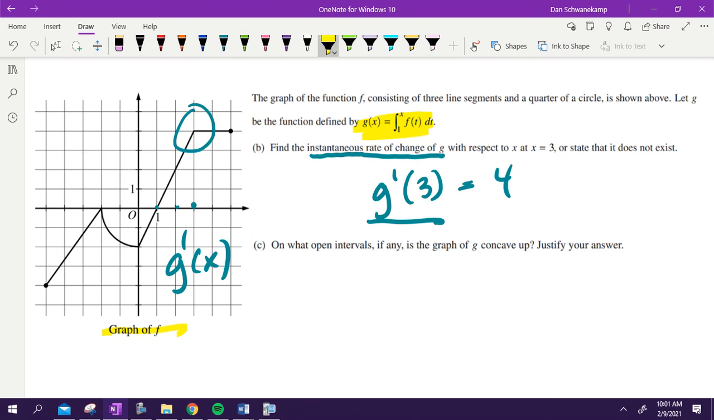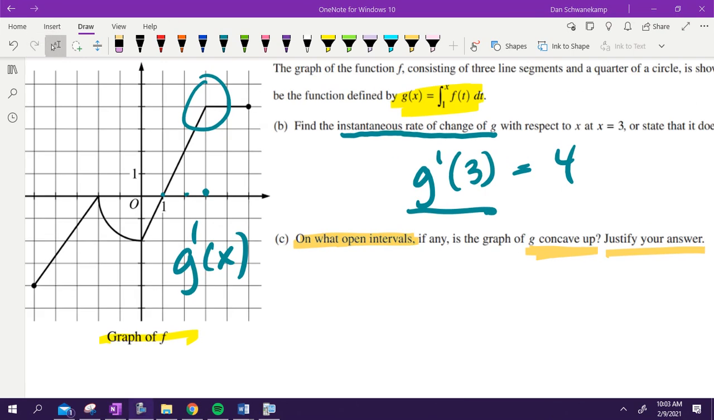On what intervals, if any, is the graph of g concave up, and then justify your answer. See what you can do with it. This is an interesting one. Same thing happened last period. It took us a second to get going, but once we got going, we started figuring it out. Okay. On what intervals is g concave up?